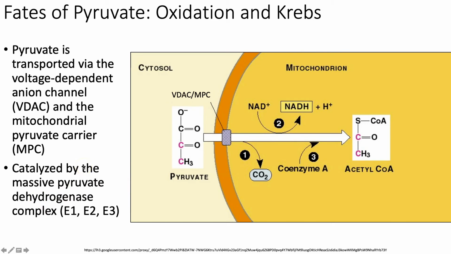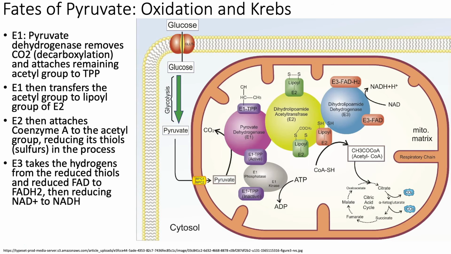Now, how does this actually occur? Well, this big white line here is controlled by what we call the pyruvate dehydrogenase complex, which is a massive complex of enzymes. When I say massive, that's like an understatement. So it's a massive complex of enzymes, E1, E2, and E3. We're going to talk about them and what they do. So let's get to it. The oxidation of pyruvate. There's a lot going on here. I know, I'm talking fast. It's going to be great.